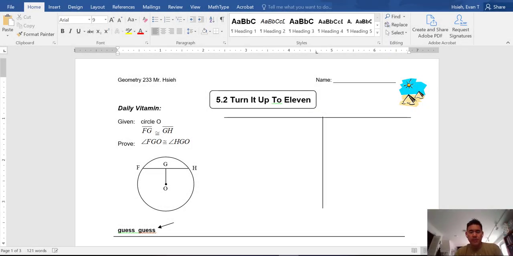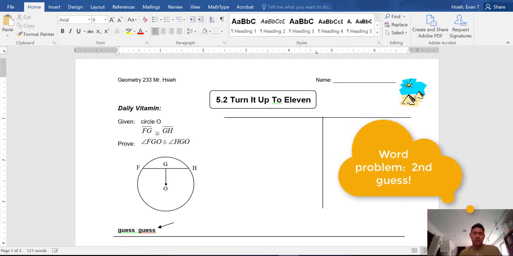Okay, in section 5.2 called Turn It Up to 11, there's not a lot of new material in this section, but what we're going to do is make the proofs a little bit harder, and some of the proofs actually get a lot longer. So let's take a look at this first proof here.